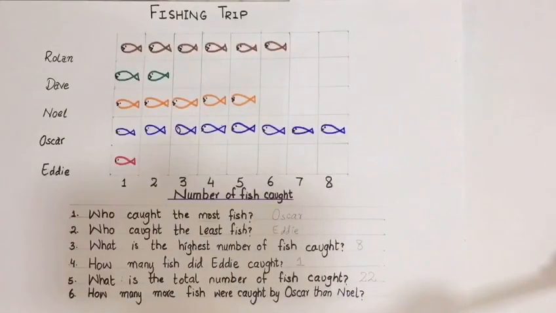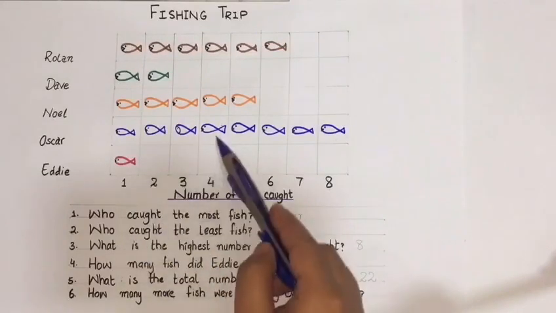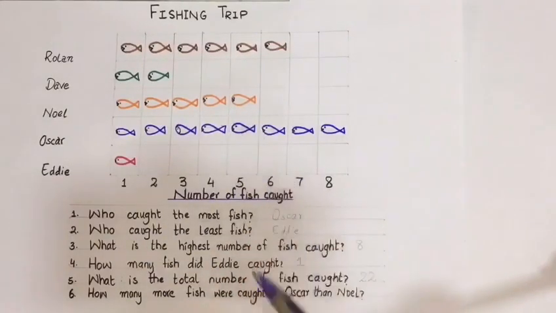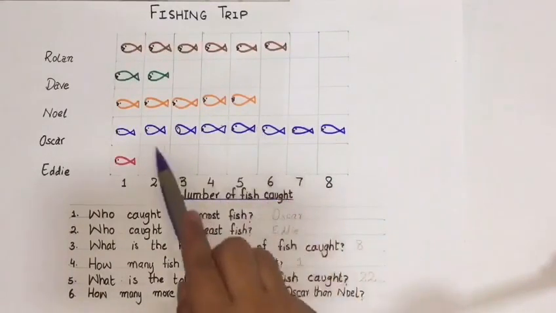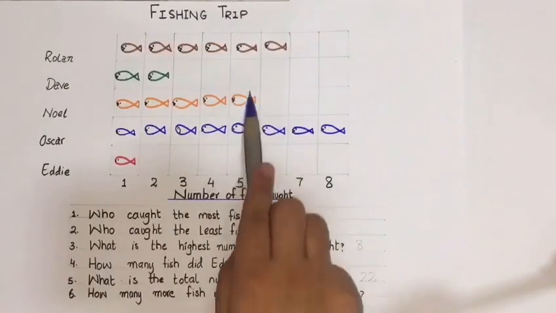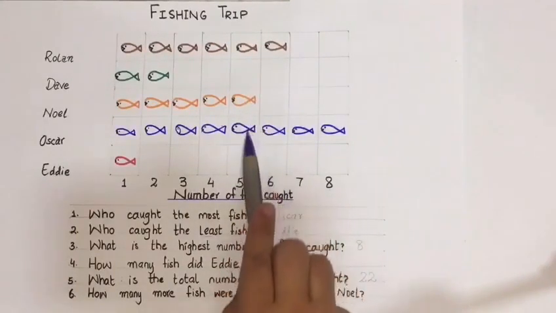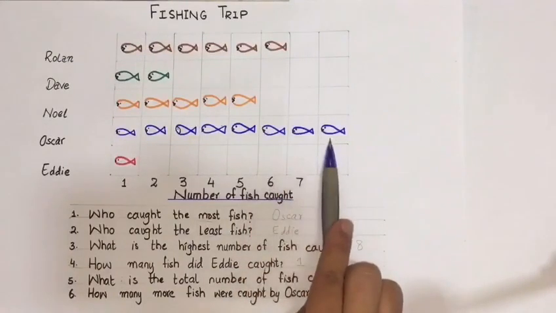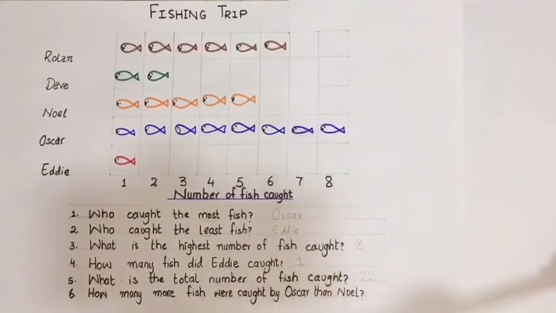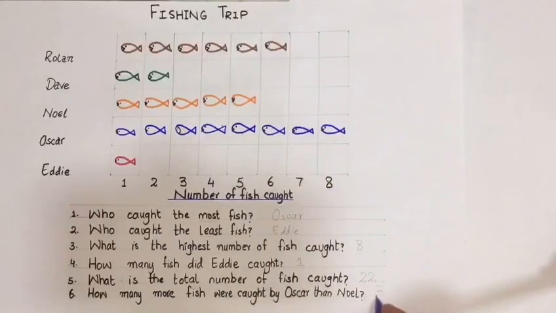How many more fish were caught by Oscar than Noel? So that means we have to make the comparison between the two students. Who caught the most fish and who caught more? First of all, you can see till this point, both of them had the same number of fish, but Oscar later got 3 more fish. So that means 3 is the number of fish that is more fish caught by Oscar.